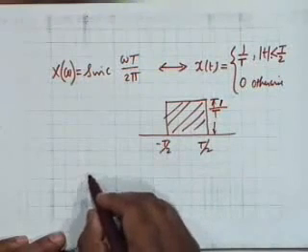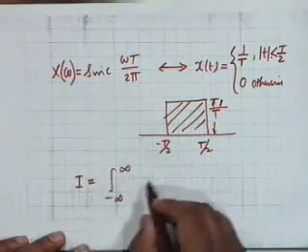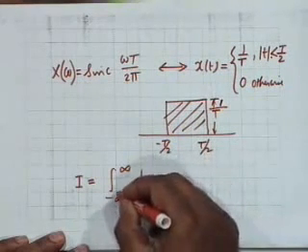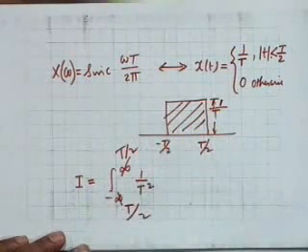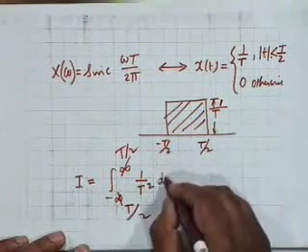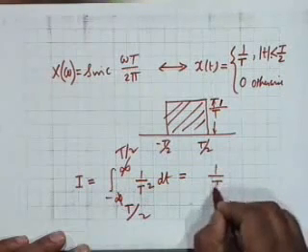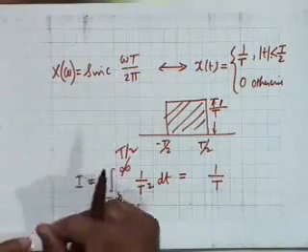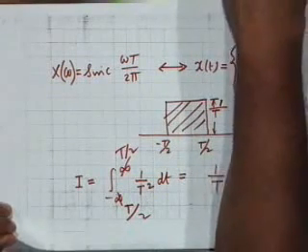Alright, so x of t is this, and therefore capital I by Parseval's theorem should be the integral from minus infinity to plus infinity of 1 by T squared, and naturally the integral limits have to be changed from minus T by 2 to plus T by 2, 1 by T squared dt. And this, as you can see, is simply equal to 1 by capital T. So that is the value of the integral. If you wanted to evaluate this integral by ordinary integration methods, it would be much more difficult than what we have done.